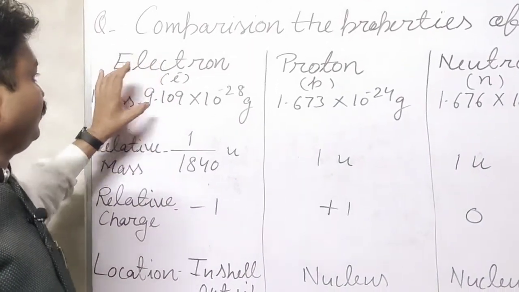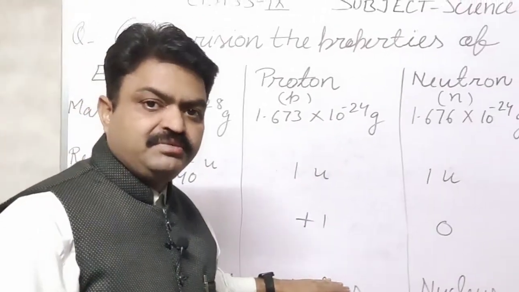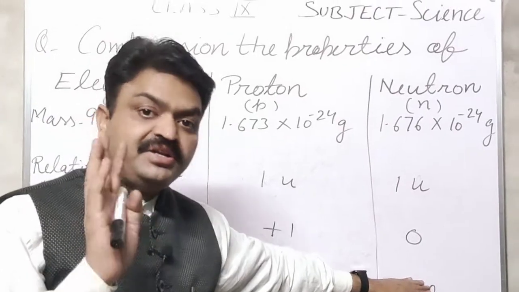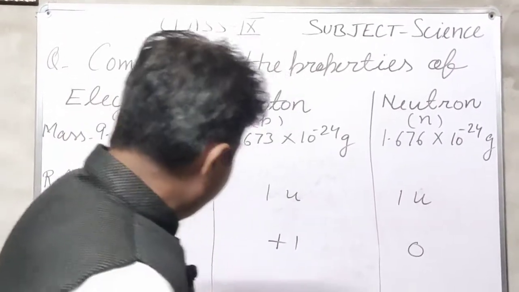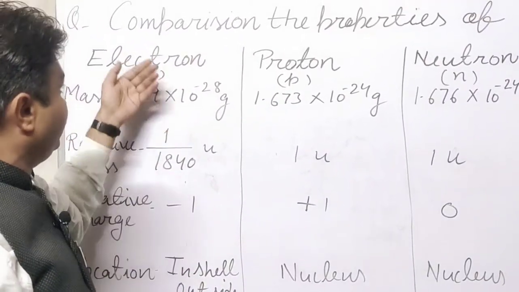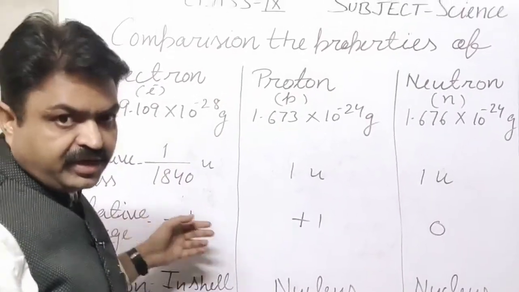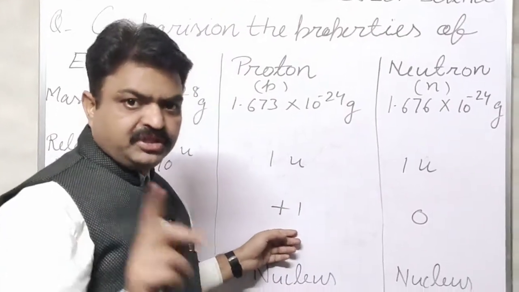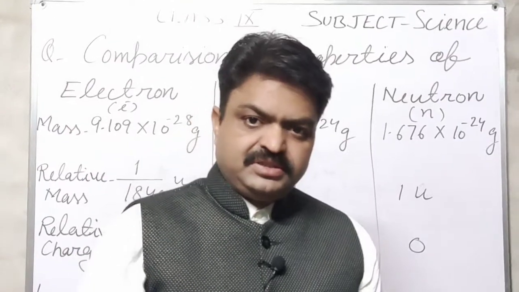Next is relative charge, student. Electrons have the negative charge, protons have the positive charge, and neutrons do not have any charge, they have nil charge, meaning they are neutral in nature. So electrons are electronegative in nature, protons are electropositive in nature, and neutrons are neutral in nature.